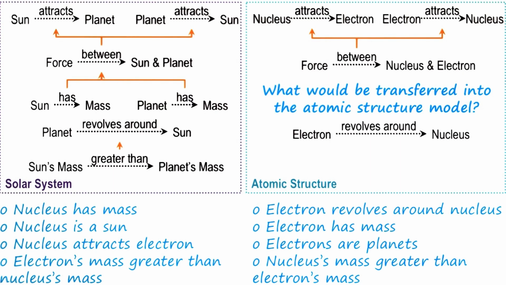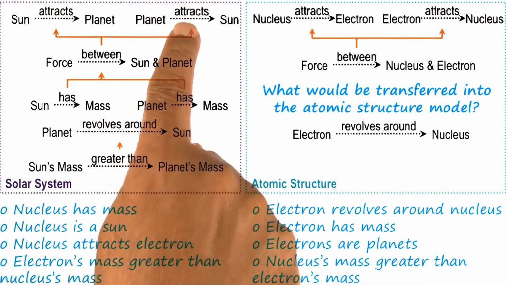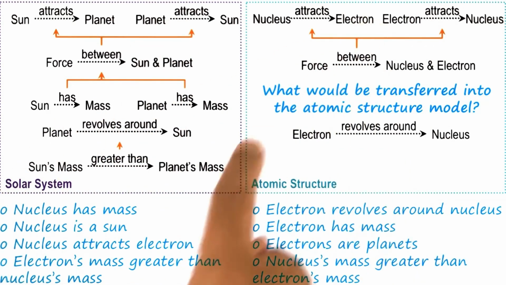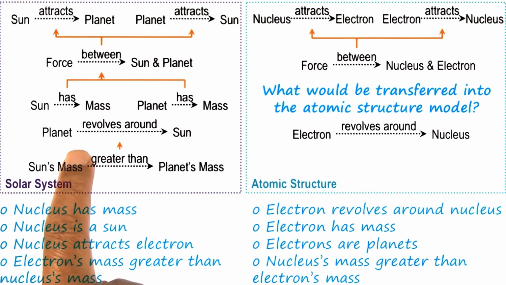Let us do an exercise on analogical transfer together. Back to our example of the solar system and the atomic structure. Given this representation of the solar system and this representation of the atomic structure, what would be transferred from the solar system into the atomic structure model? So I said that we transfer three things.